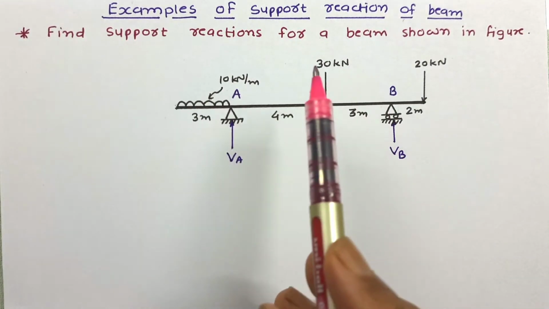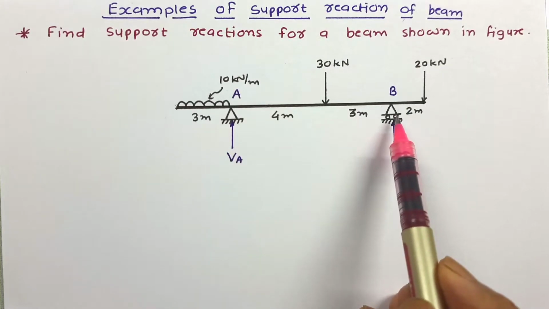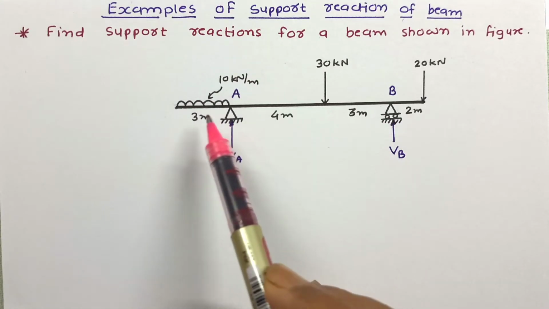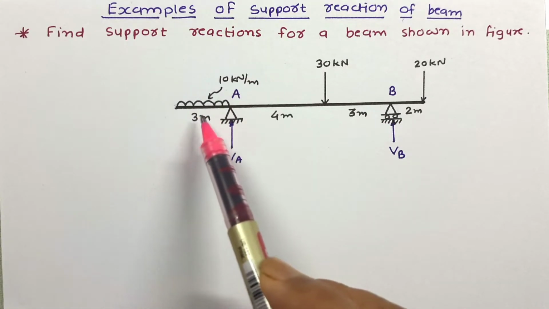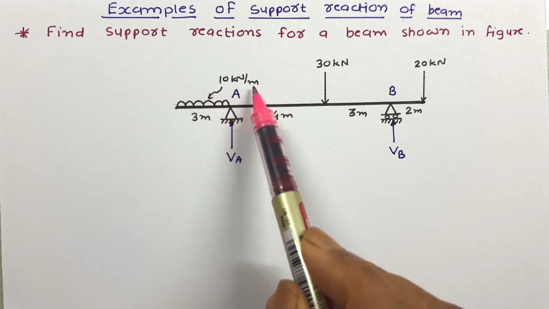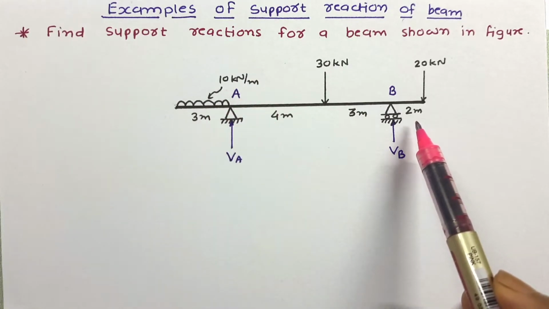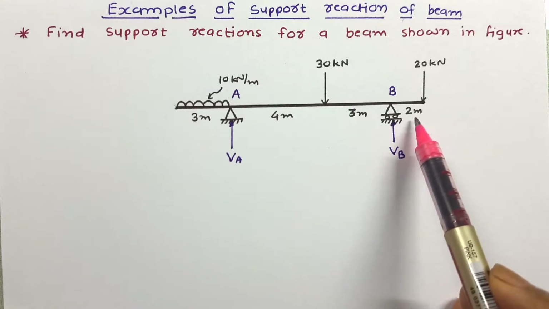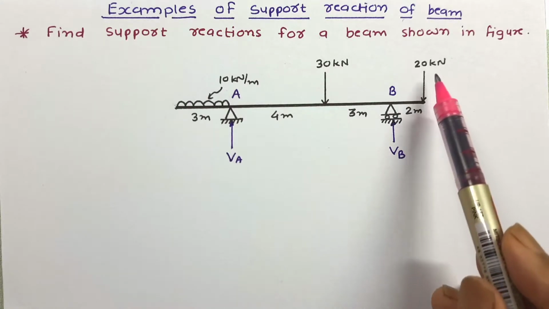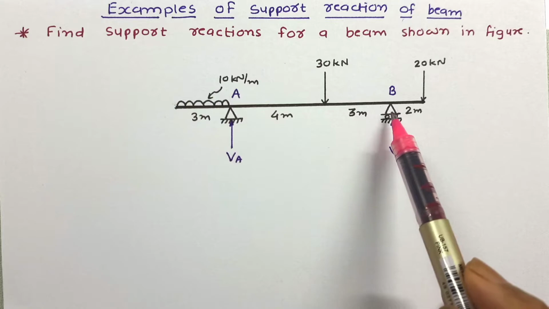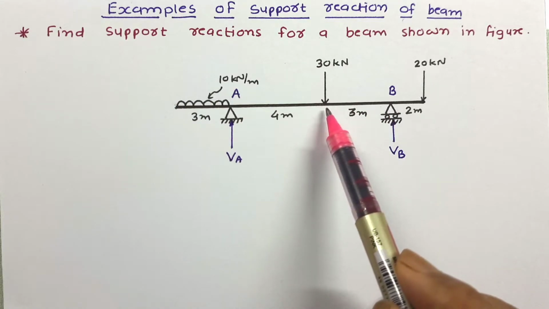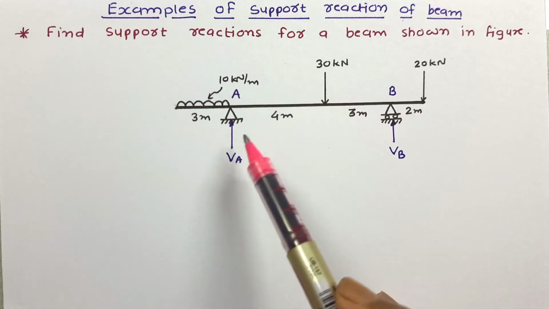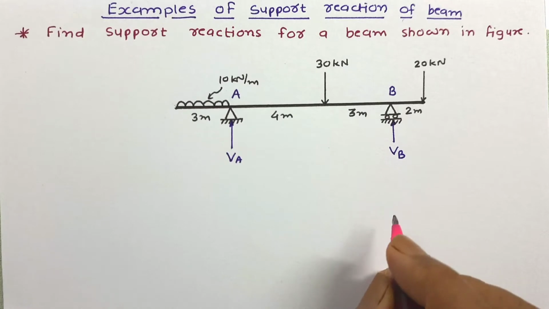A beam is given which is having two supports A and B. The beam is overhanging on both the sides. On the left side there is an overhanging portion of 3 meter and it is subjected to UDL of 10 kilonewton per meter, and on the right side there is an overhanging portion of 2 meter which is having a 20 kilonewton point load at the end. In the simply supported portion, a point load of 30 kilonewton is acting at 3 meter from support B. So in this case we have to work out reactions VA and VB.